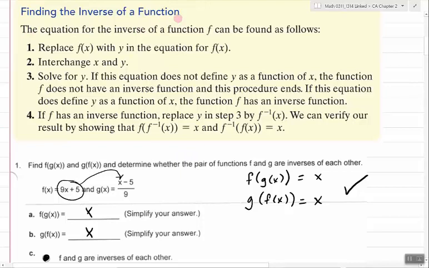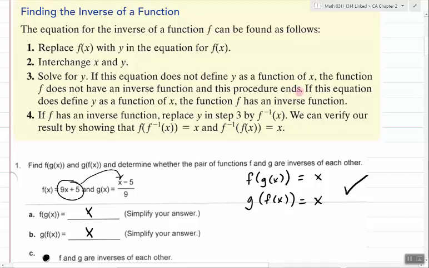It says the equation for an inverse of a function f can be found as follows. Number 1, replace f of x with y in the equation for f of x. That's going to make for much easier notation. Then, for an inverse, the x and y switch roles. So we're going to interchange x and y. We're going to solve for the new y, and it says if this equation does not define y as a function of x, the function f does not have an inverse function, and this procedure ends.